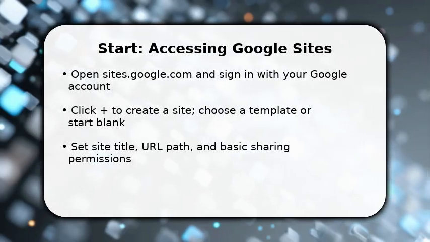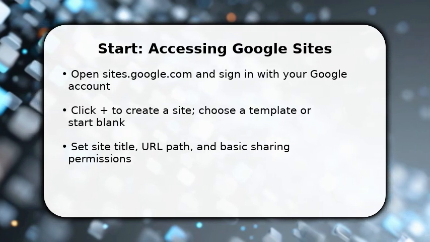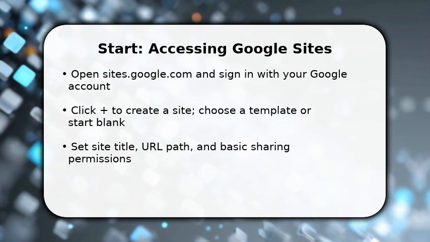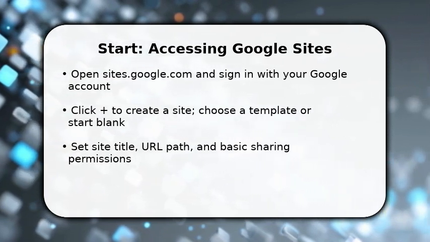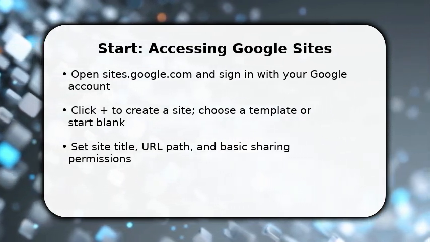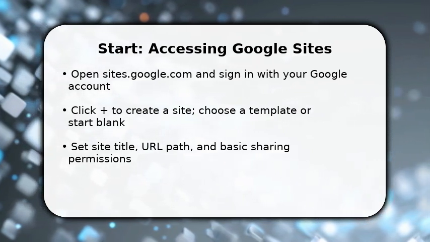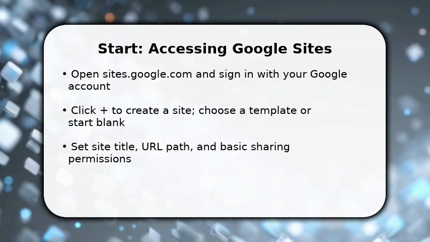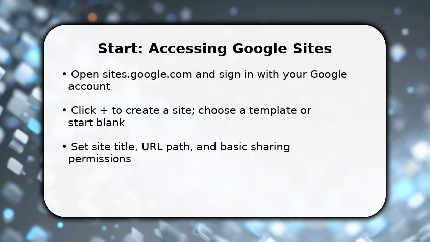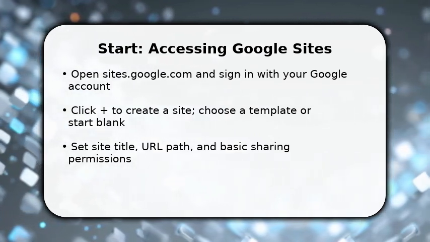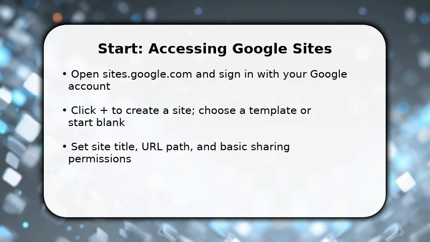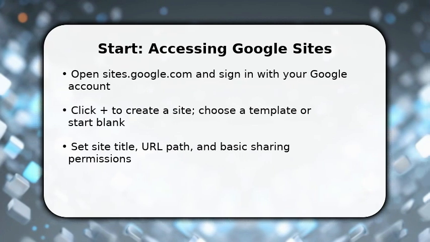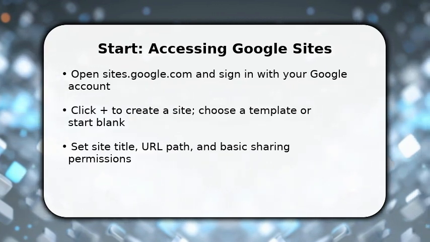You begin by opening sites.google.com and signing in. Once done, click the plus button to create a new site. Choose either a template to speed setup or a blank site to control layout. Make sure to set a clear site title and adjust the URL path so visitors find you easily. Also set sharing permissions now so collaborators can edit or view. This first move gets your project live and prevents access problems later while you build pages and add content.